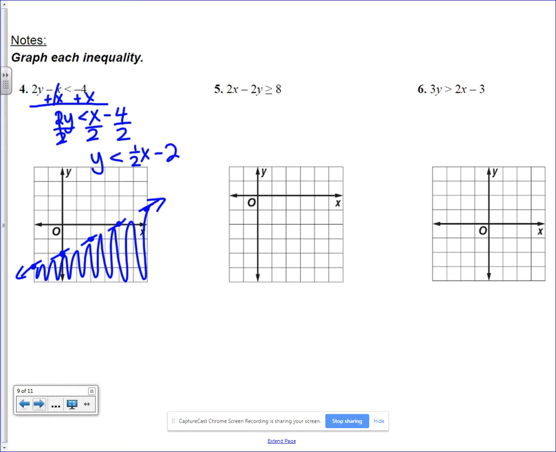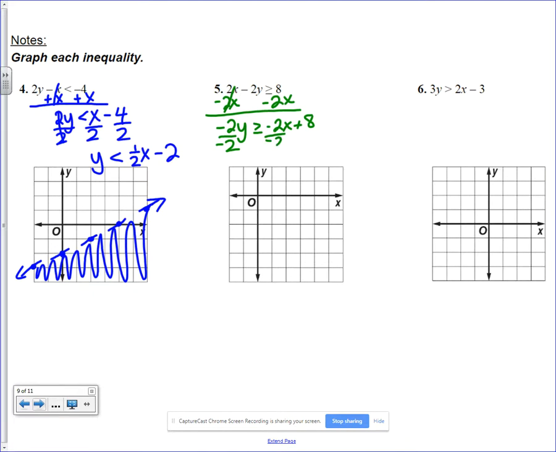Everybody doing okay? All right, Cody. Number 5, that y is not isolated. How are you going to isolate that y? Good. Can you tell me what the new inequality will be? Wonderful. And up to Braden, how am I going to isolate that y now?